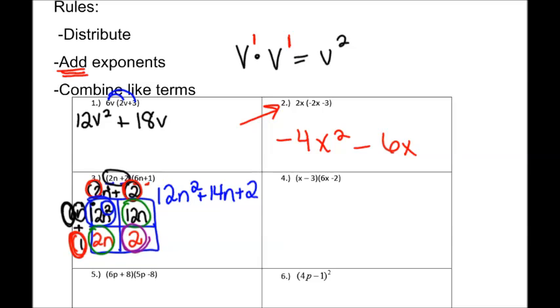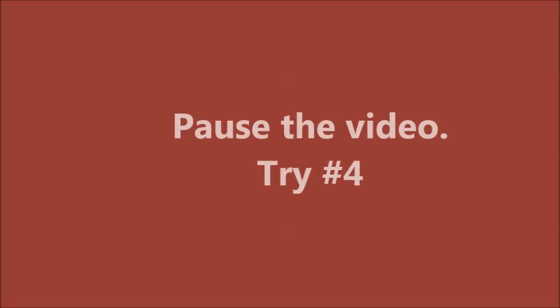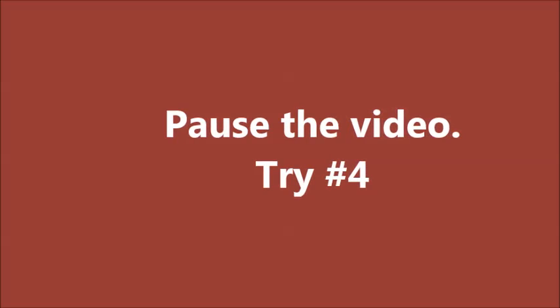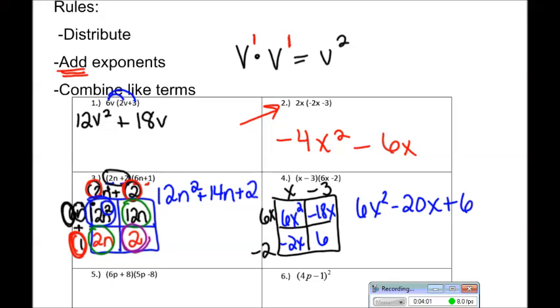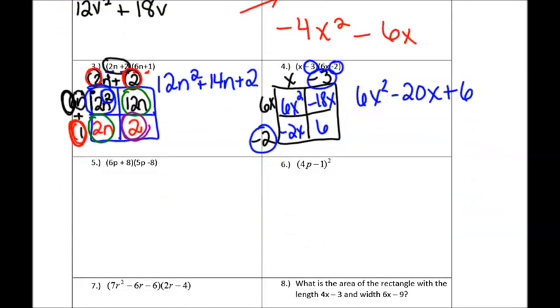So what I want you to do right now is go ahead, pause the video, and answer question number 4. Okay, so I want you guys to notice on number 4, we hadn't really talked about this. This was a negative 3, so I have that negative 3 here, and then the negative 2 goes down here. So the multiplication is still the same, but it's just now with a negative. If you need help with this one, you can definitely call a teacher over.